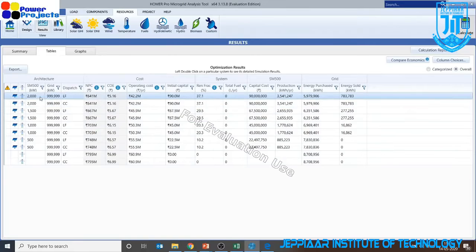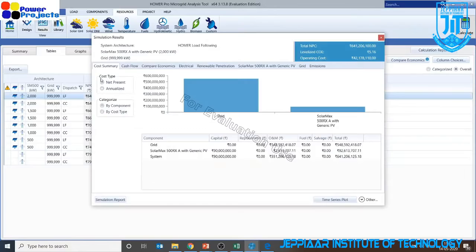Here you can see that without solar the cost of electricity is about 6.99 rupees. If we add 500 kilowatt, the cost of electricity comes down to 6.57. If you put 1000 kilowatt, it comes further down to 6.15. With 1500 kilowatt it comes down to 5.67 rupees, and it is 5.16 rupees if you add 2000 kilowatt. You might even be exporting some energy when you put 1500 or 2000 kilowatt. Let's look at how the results look.